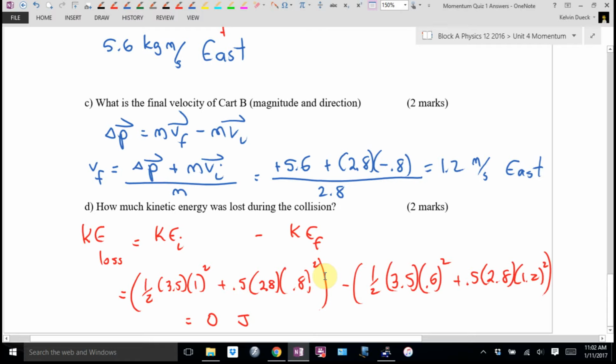Now, in physics 12, we would have said technically they should have had identical masses and bounced off at 90 degrees. That's if it's a perfectly elastic oblique collision.